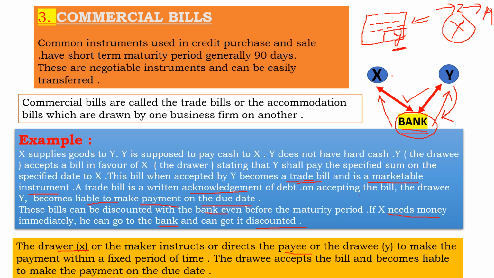Now, the drawer of the bill, who is X in this case, or the maker, instructs or directs the drawee to make the payment within a fixed period of time. The drawee accepts the bill and becomes liable to make the payment on the due date. It's very similar to the bills of exchange. I hope you've done that chapter.